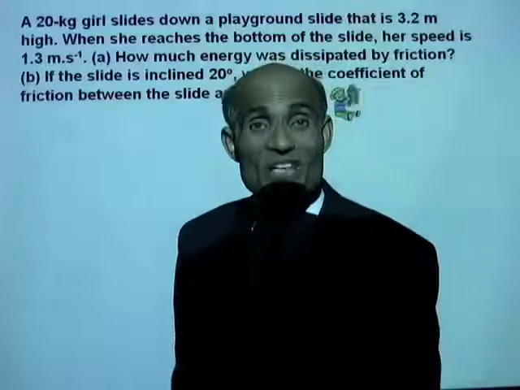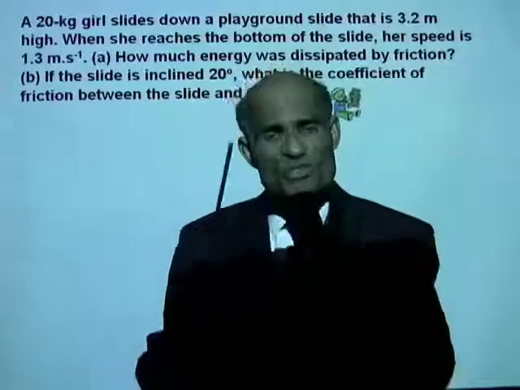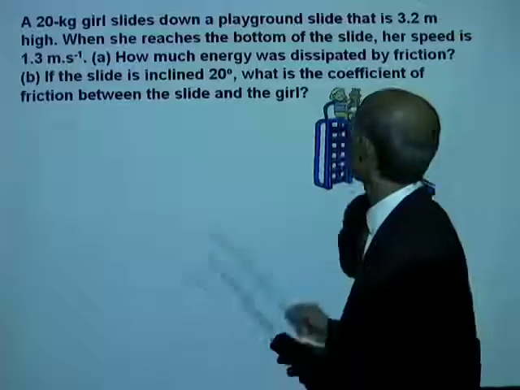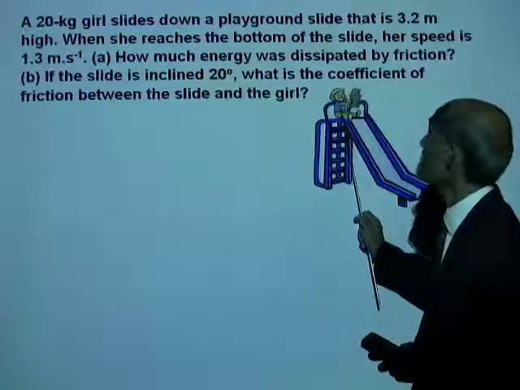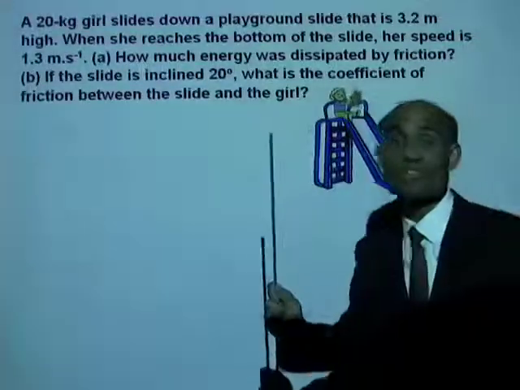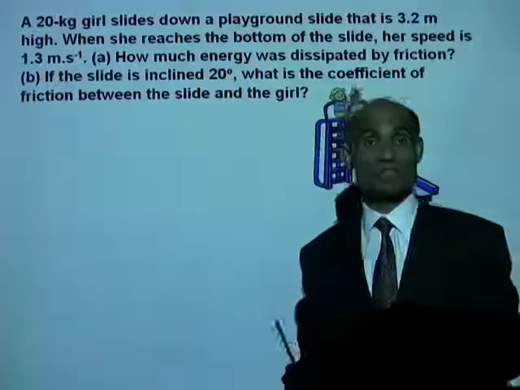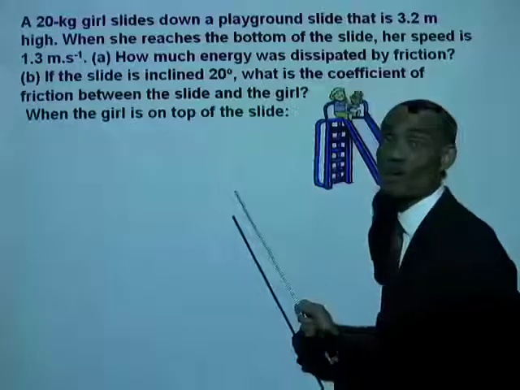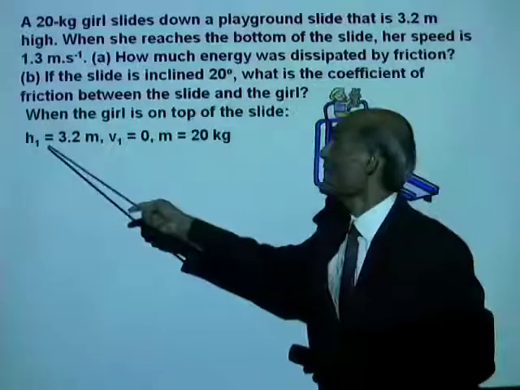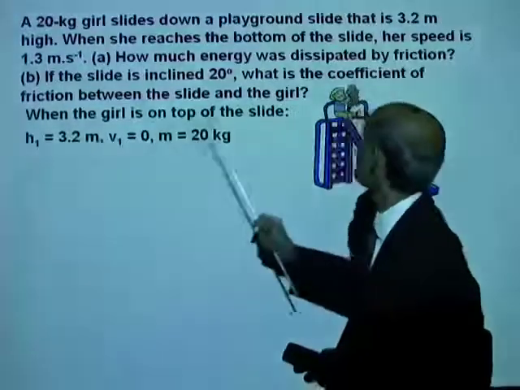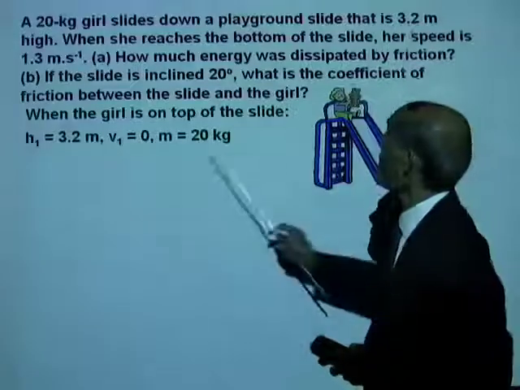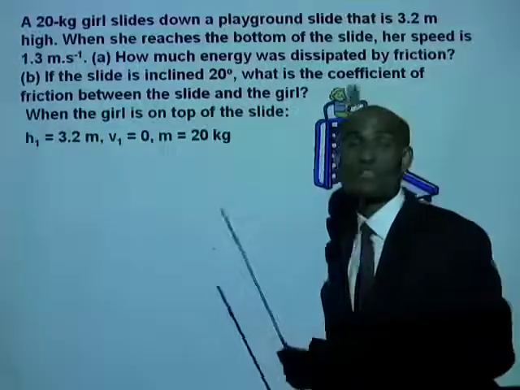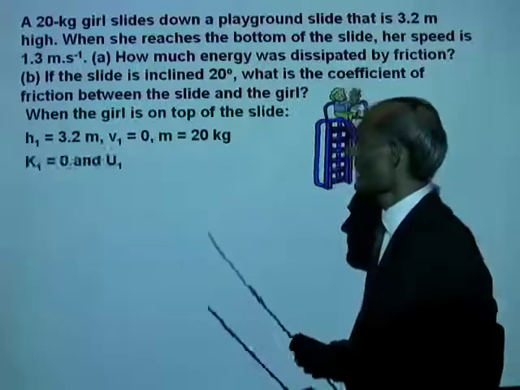It's a very nice, good question. So concentrate and see how this is done. So we have a girl on a slide sitting on top. Obviously she has potential energy. Alright, so when the girl is on top of the slide, her height is 3.2 meter, there you are, and her velocity is 0, her mass is 20 kilogram.